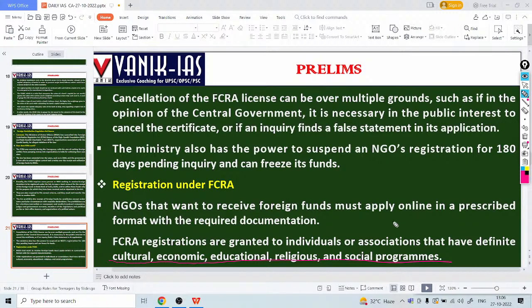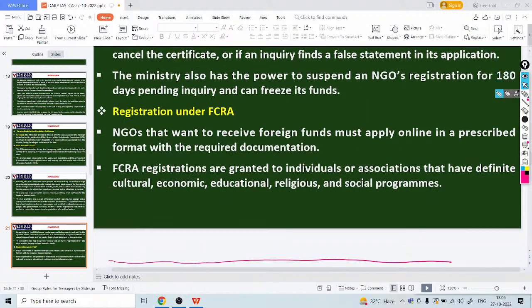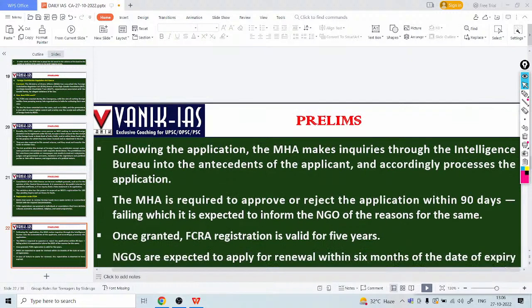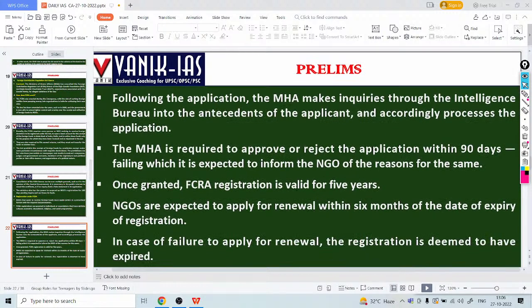Okay, then in this slide, moving further, following the application, the Ministry of Home Affairs inquires through the Intelligence Bureau into the antecedents of the applicants and accordingly processes the application. The Ministry of Home Affairs is required to approve or reject the application within 90 days, following which it is expected to inform the NGO of the reason for the same.